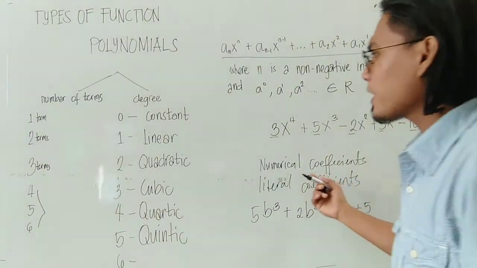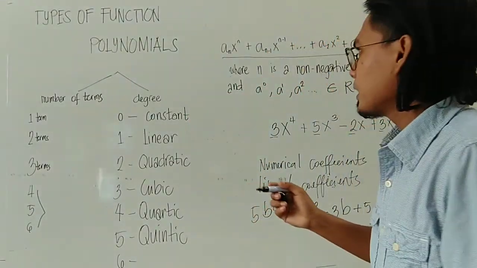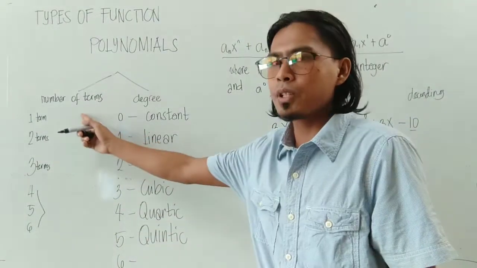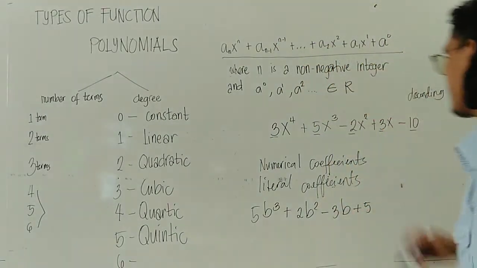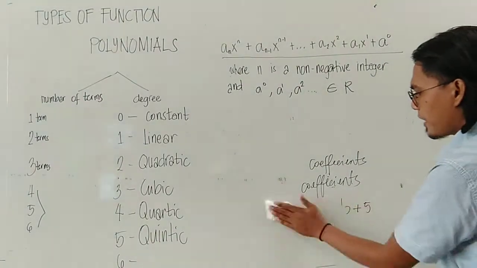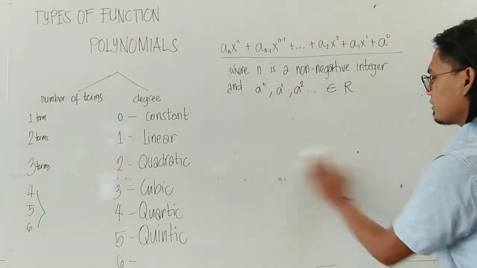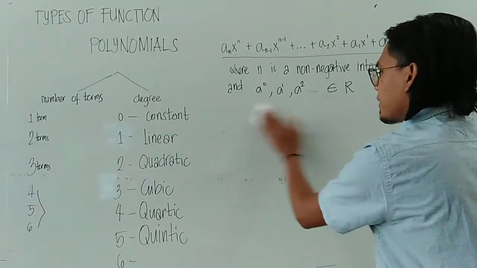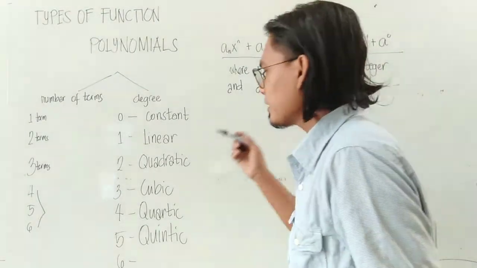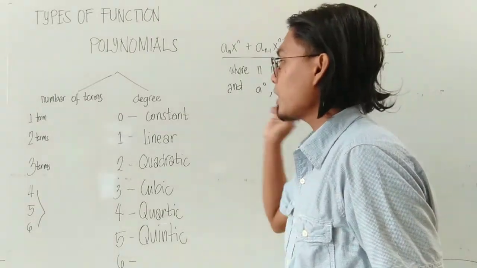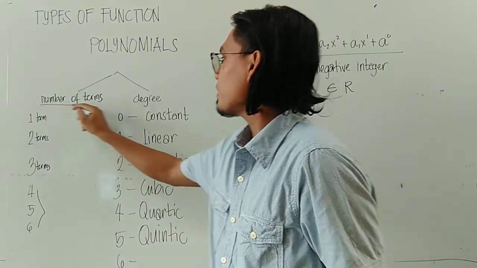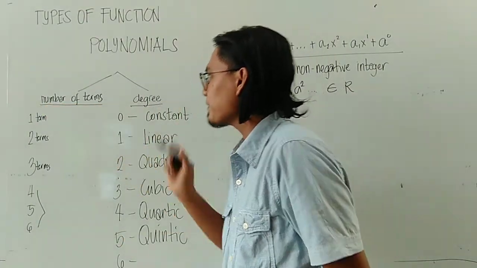Okay? So let's proceed to the classification of polynomials according to the number of terms and according to the degree. So I only know of two classifications in naming your polynomials. I don't know if there are others. If you know of any other classification in naming polynomials, just tell me. So let's go to the first classification, or how it is classified.